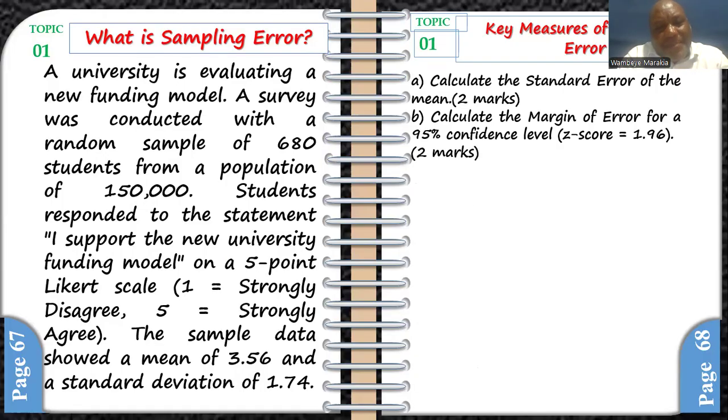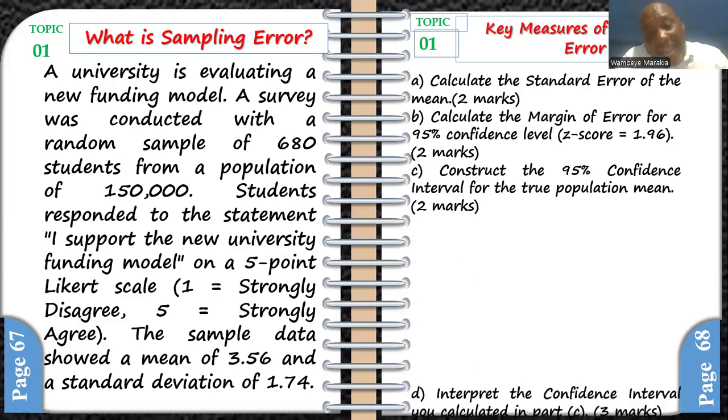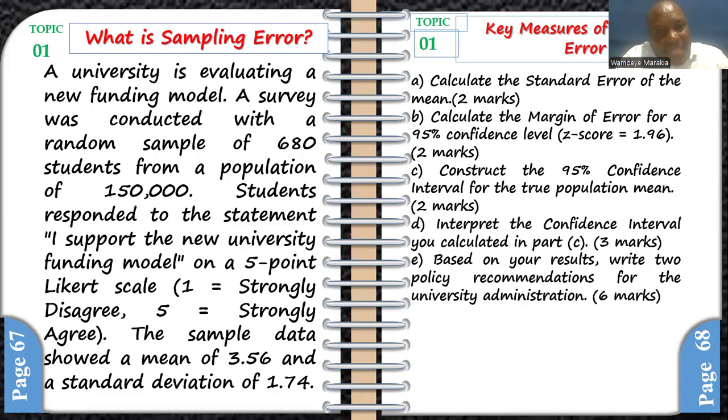And of course, we have others in between: 1 strongly disagree, 2 disagree, 3 neutral, 4 agree, and 5 strongly agree. The sample data showed a mean of 3.56 and a standard deviation of 1.74. Now, required from you, calculate the standard error of the mean.